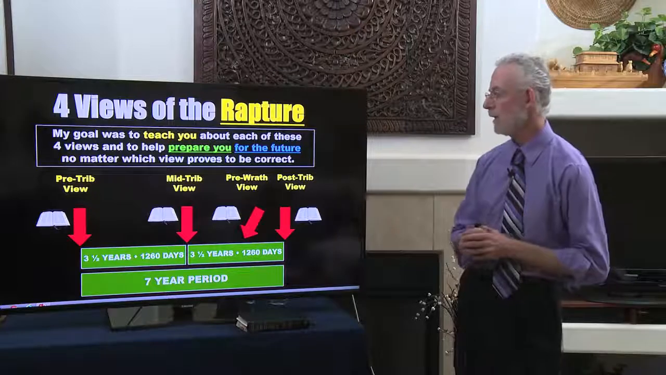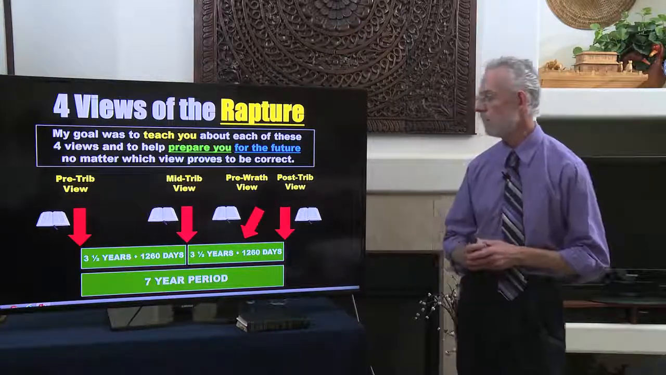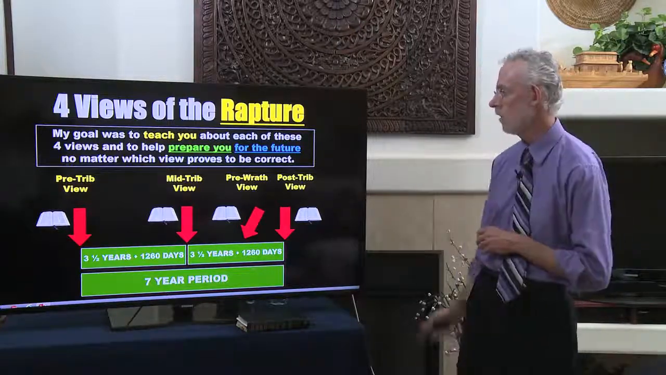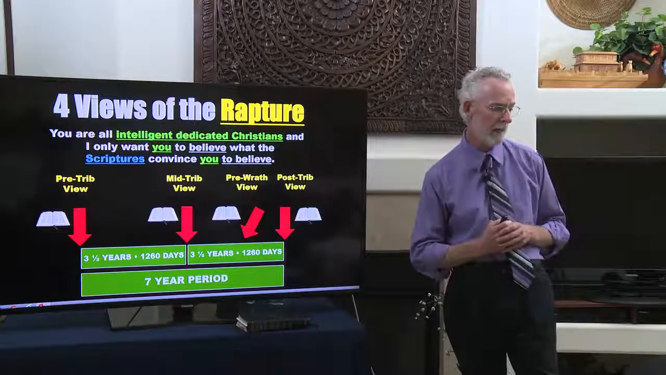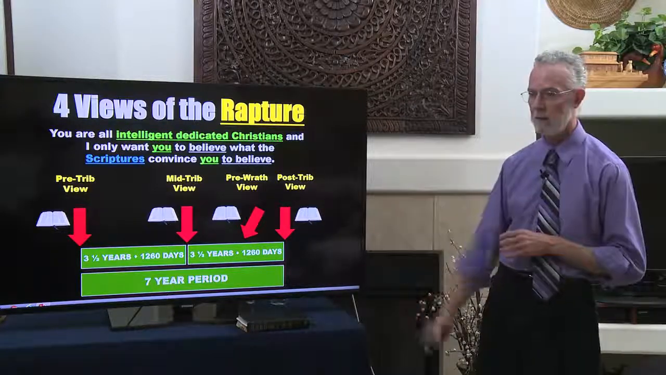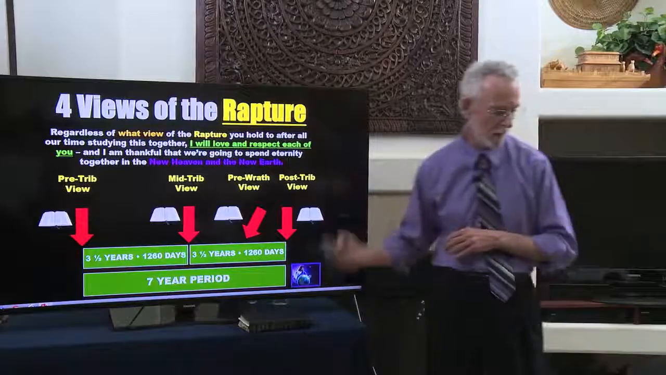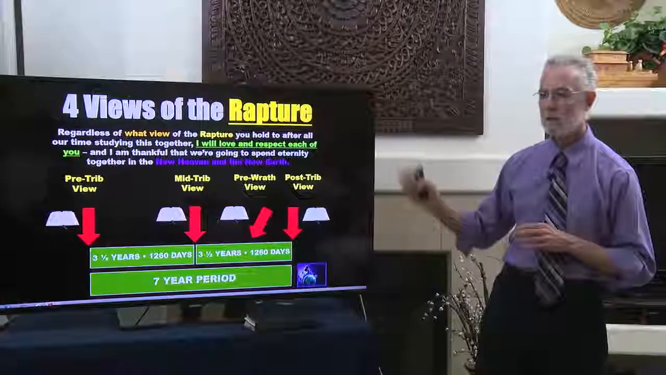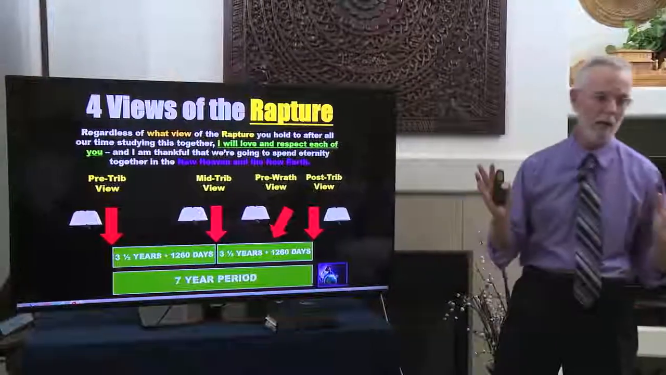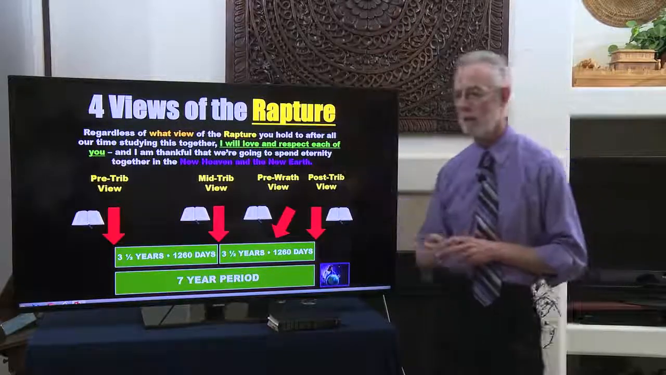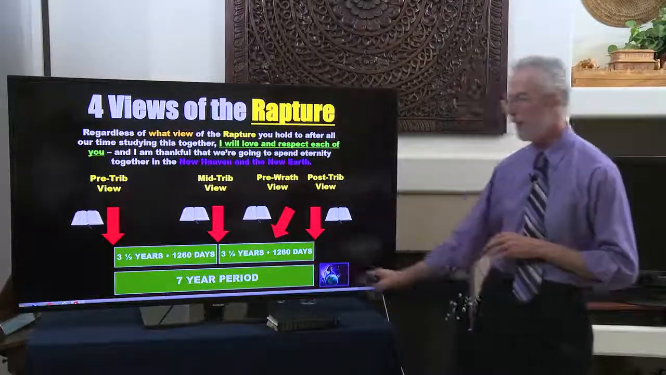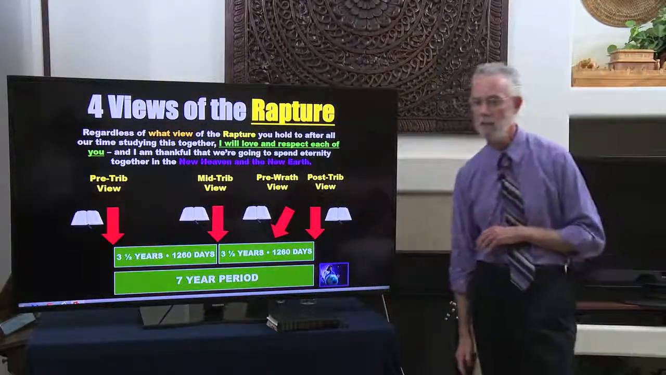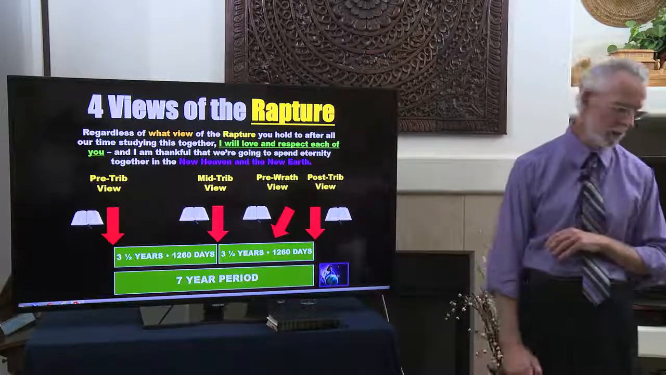My goal is to teach you about each of these four views and to help prepare you for the future, no matter which view proves to be correct. And again, you are all intelligent, dedicated Christians. I only want you to believe what the scriptures convince you to believe, and I want to close with this again tonight. Regardless of what view of the rapture you hold to, after all our time studying it together, I promise that I will love and respect each of you, and I'm thankful that you and I are going to spend all eternity together with Jesus. I really will respect you if you disagree with me.